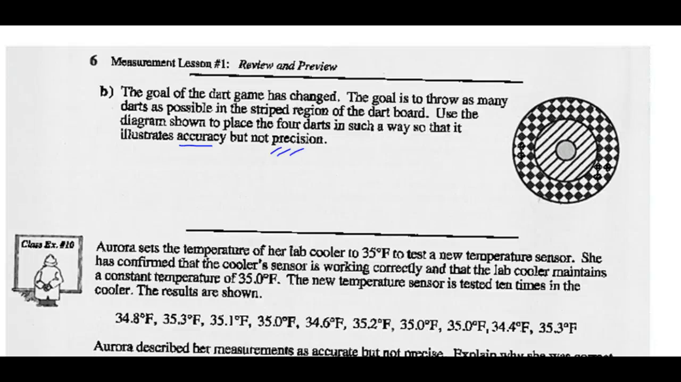So the objective is to have it in the striped section. As long as I put darts anywhere in the striped section, I'm going to be accurate. To not be precise, I don't want them to be all together. All right, so maybe a grouping like that for your 4 darts would be accurate but not precise.